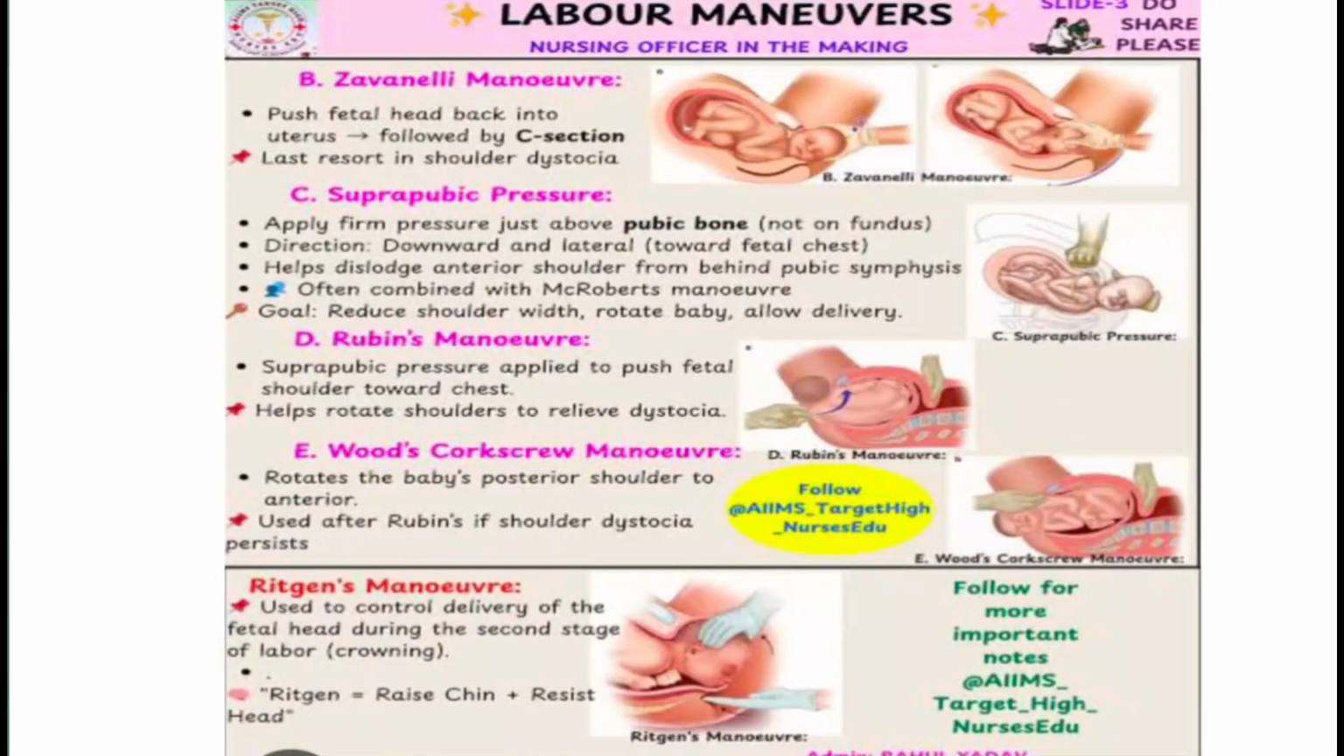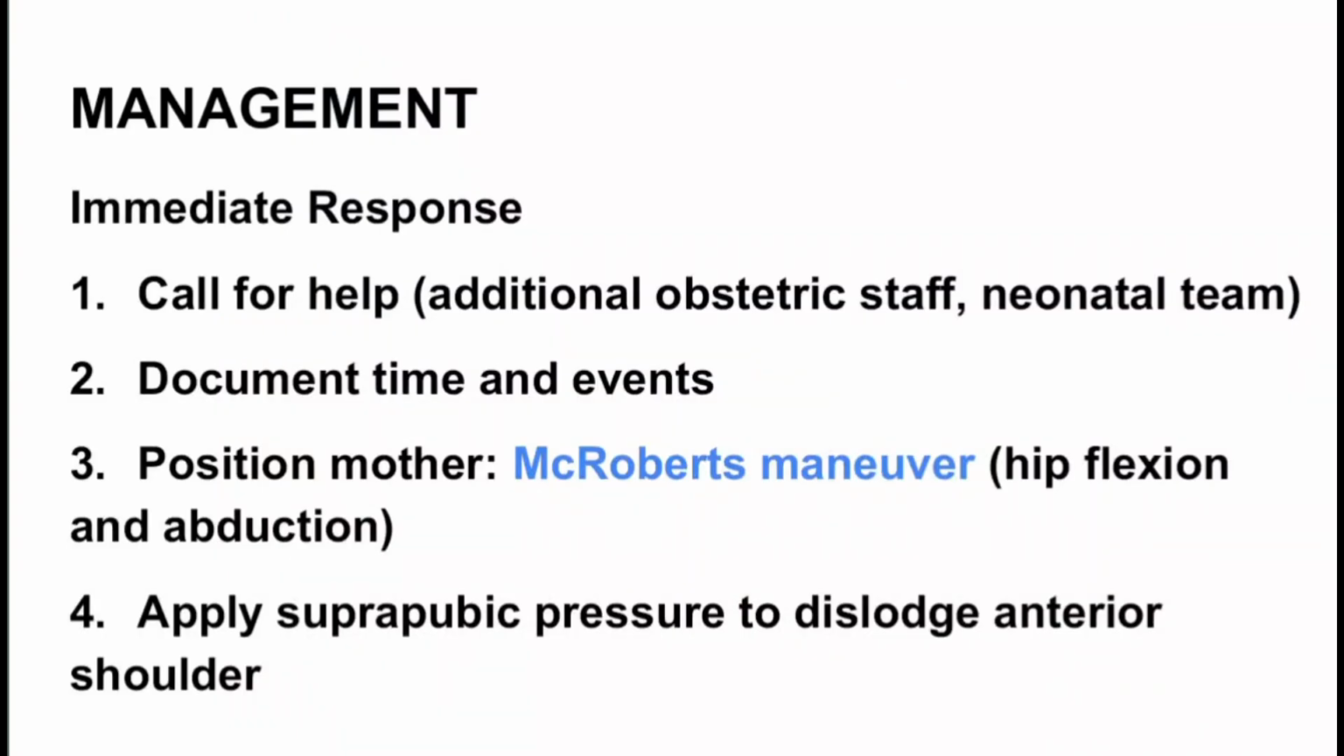So with that being said, just a summary of all the maneuvers. We've got the Zavanelli maneuver, we've got the suprapubic pressure, we've got the McRoberts maneuver, where we tell the mother to put her legs on her abdomen, and also the Rubin maneuvers and the Woods corkscrew maneuver. When it comes to the management of shoulder dystocia, the first principle is to call for help.